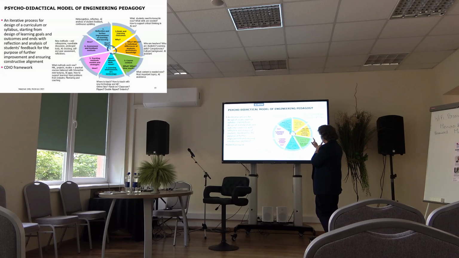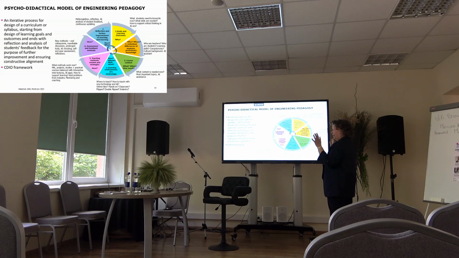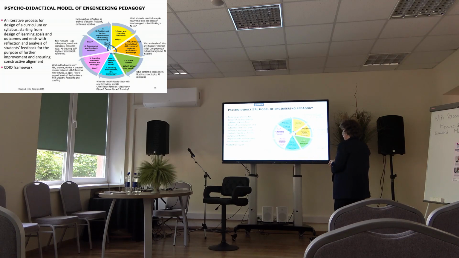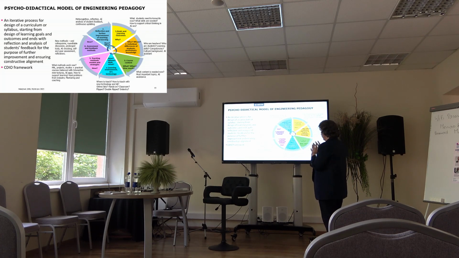Then, third step, what content is needed now. Because we have to just throw out the content and start to select the suitable one using the AI assistant. And how, where, with what to teach. That means how to teach with the new technology we have and AI. Shall we use online labs, hands-on lessons, classroom lessons, flipped, double-flipped, industry courses?